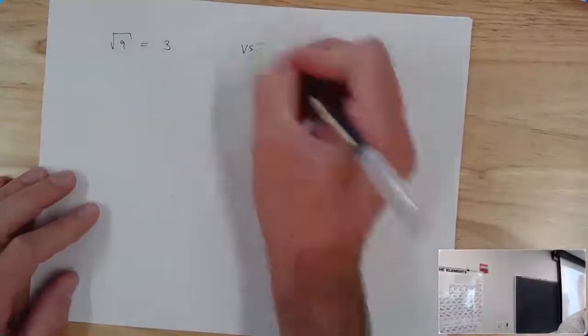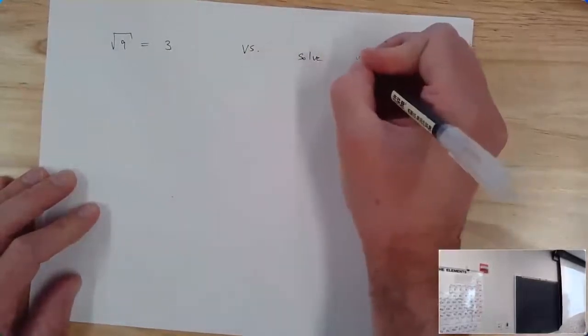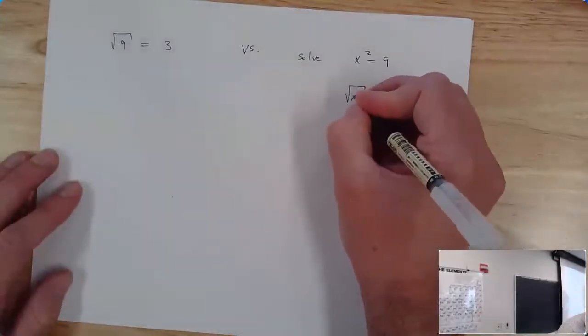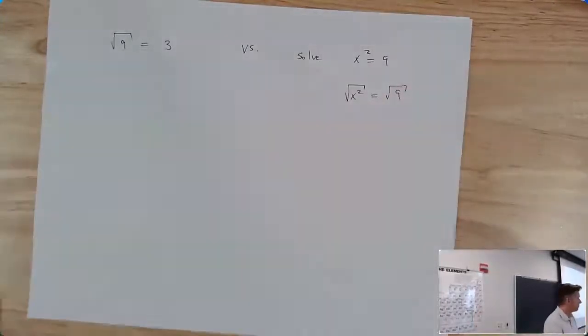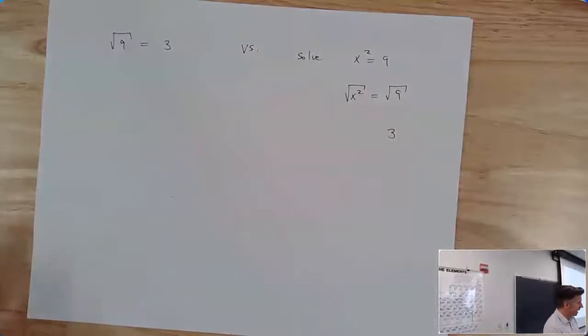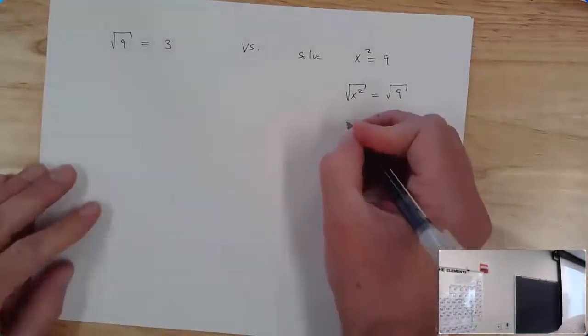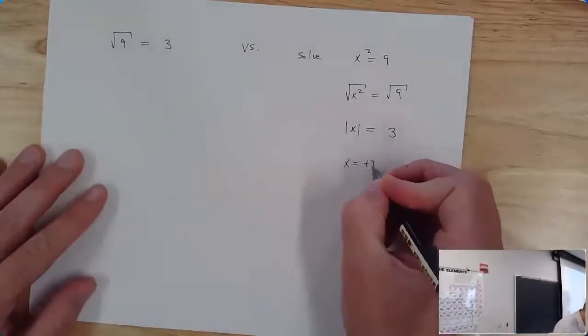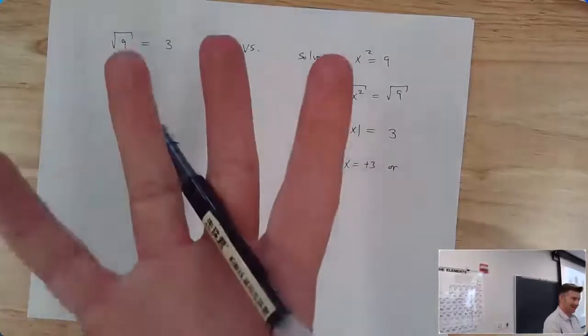Versus if I want to solve the equation x squared equals 9, what do I do to both sides of this equation? Take the square root. The square root of x squared equals the square root of 9. The square root of 9 is only 3. It's not negative 3. It's not plus or minus 3. It's just 3. What's the square root of x squared? Well, you're close. Absolute value of x. So if the absolute value of x equals 3, that means our solutions are that x could be positive 3, or x could be negative 3, right?